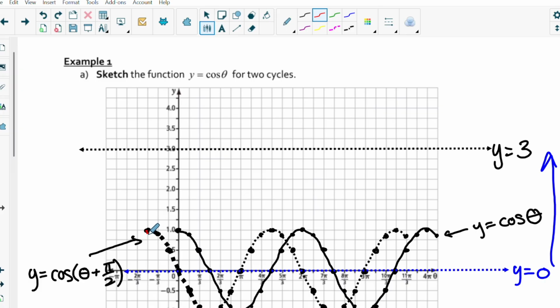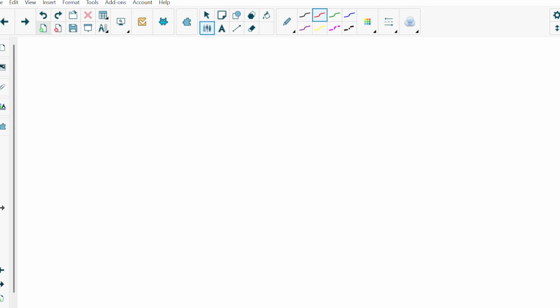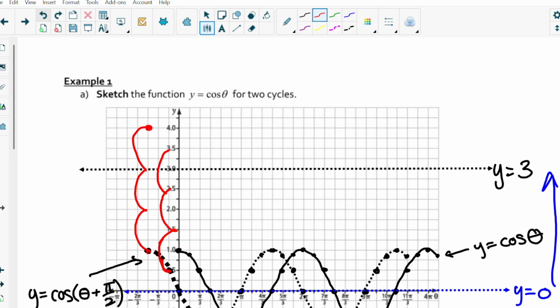So this point goes up 3 units. So 1, 2, 3. So right there. And then this one. 1, 2, 3 units. It's going to get kind of messy. So you get the idea, right? So every point gets shifted 3 units. So the resulting graph is going to look like this, folks.